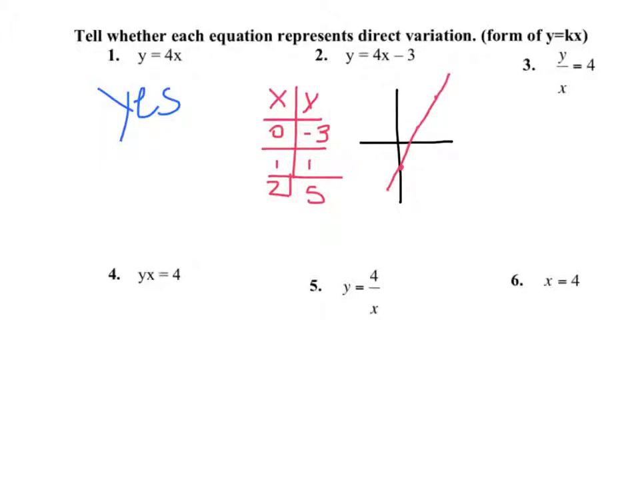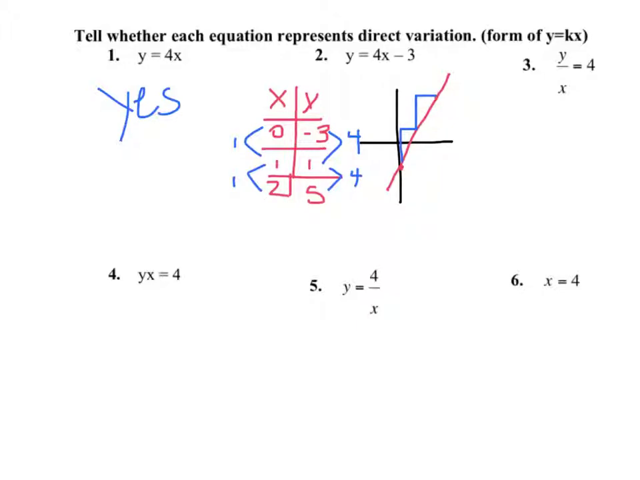And notice how this does not go through the origin. It goes up at a constant rate. It's going to go up 4 each one of these. Our slope is 4. Remember, it's a change in the y all over the change in the x. So I went up 4 over 1, and I went up 4 over 1. Except I started at a negative 3. So therefore it never went through the origin. So this does not represent direct variation.